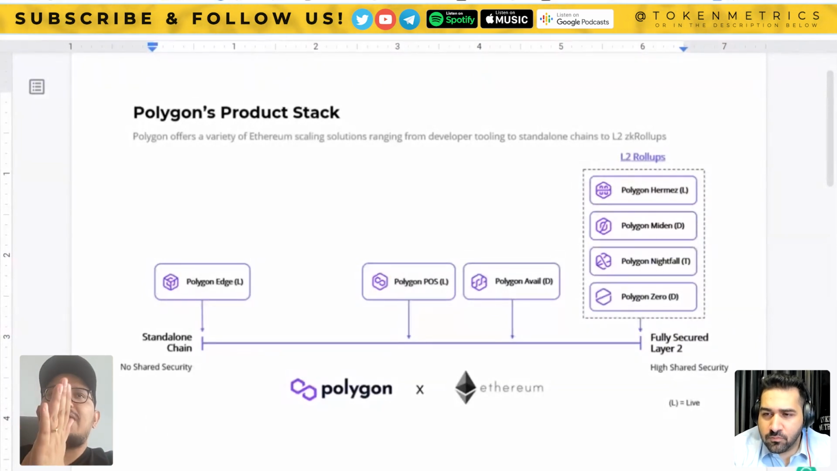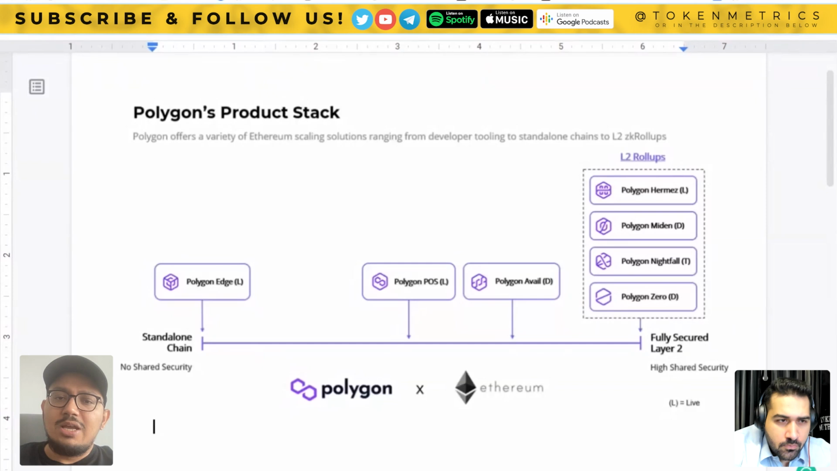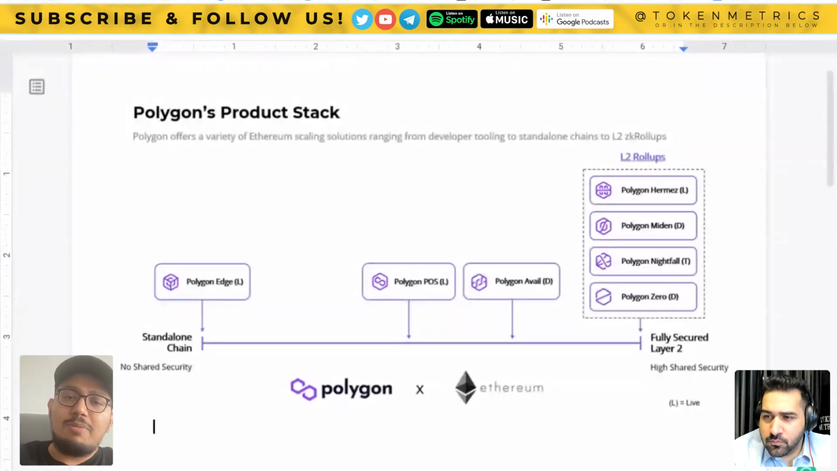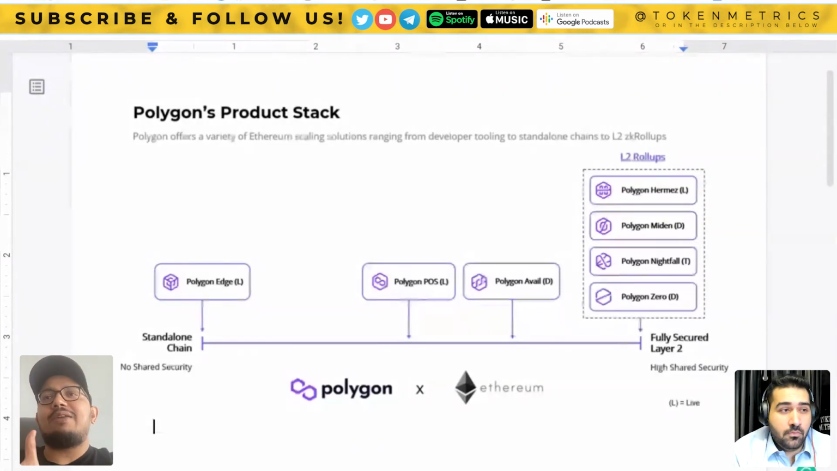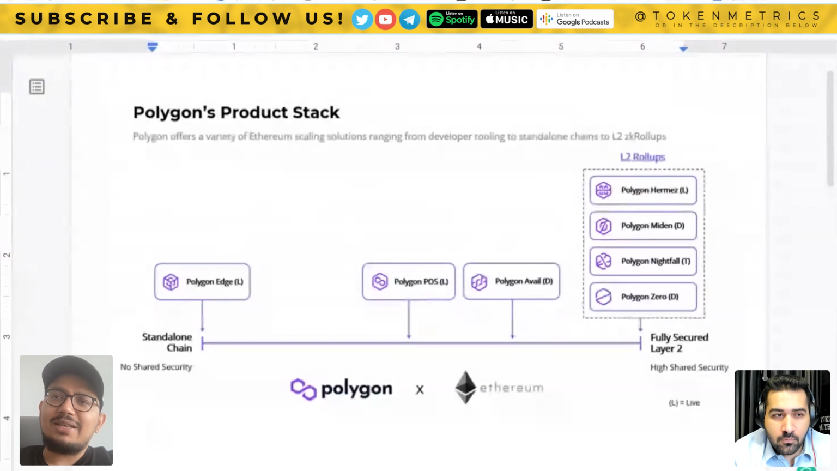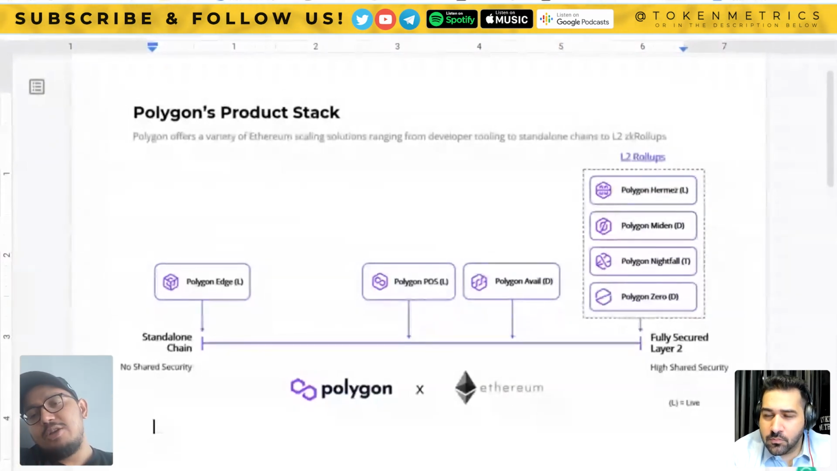And each of them have a different horizon also. For example, Hermes, we believe that both in the short term, middle term, and long term, it will be successful. But Polygon Zero is more of a long term play for us. Polygon Zero and Miden both, where people will be able to execute complicated and highly complex transactions off chain, and still be able to prove them on chain on Ethereum.